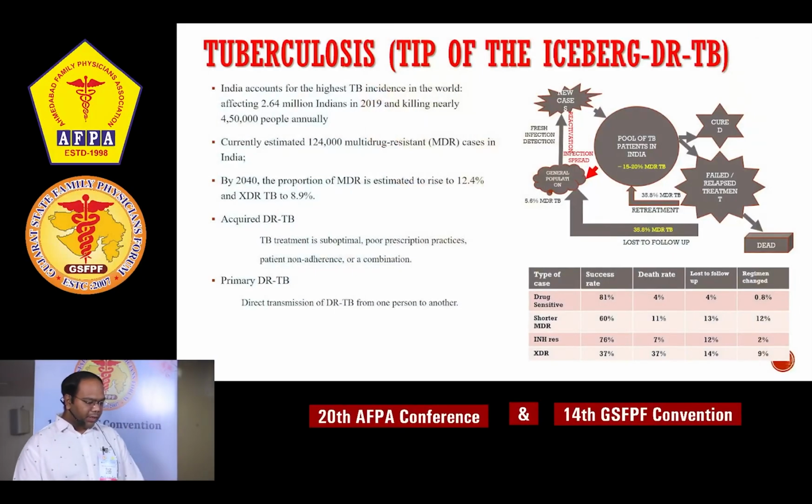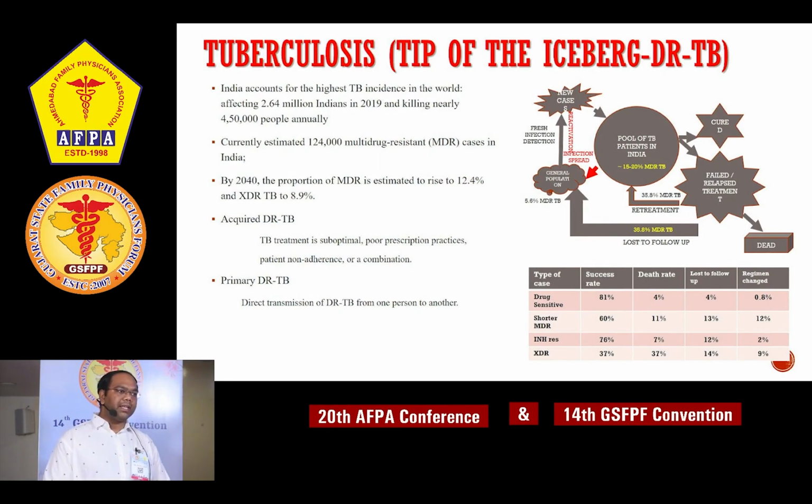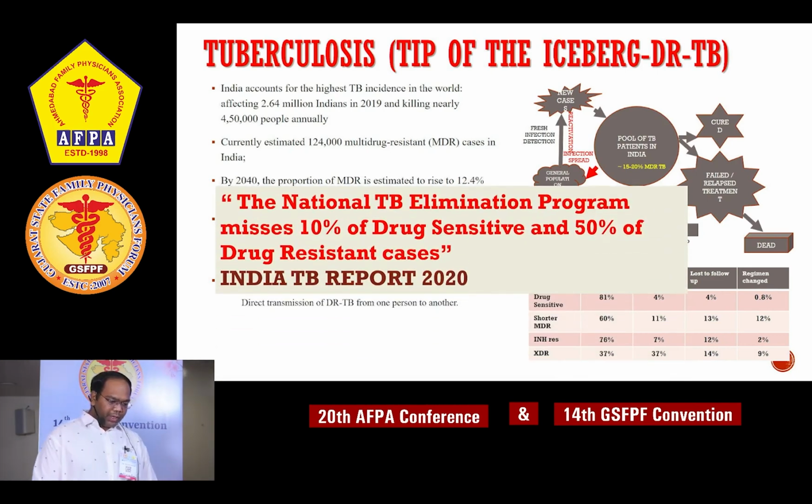You all know that tuberculosis is an iceberg phenomenon, because there are lots of cases hidden in the community that we have not managed to see properly, whether it is a drug sensitive case or a drug resistant case. India has the highest TB incidence in the world, affecting 2.64 million Indians in 2019 and killing nearly 4.5 lakh people annually. Day by day the MDR and XDR cases are increasing, including newly diagnosed MDR and XDR cases. The India TB Report 2020 reported that we miss 10% of drug sensitive cases and 50% of drug resistant cases in India.